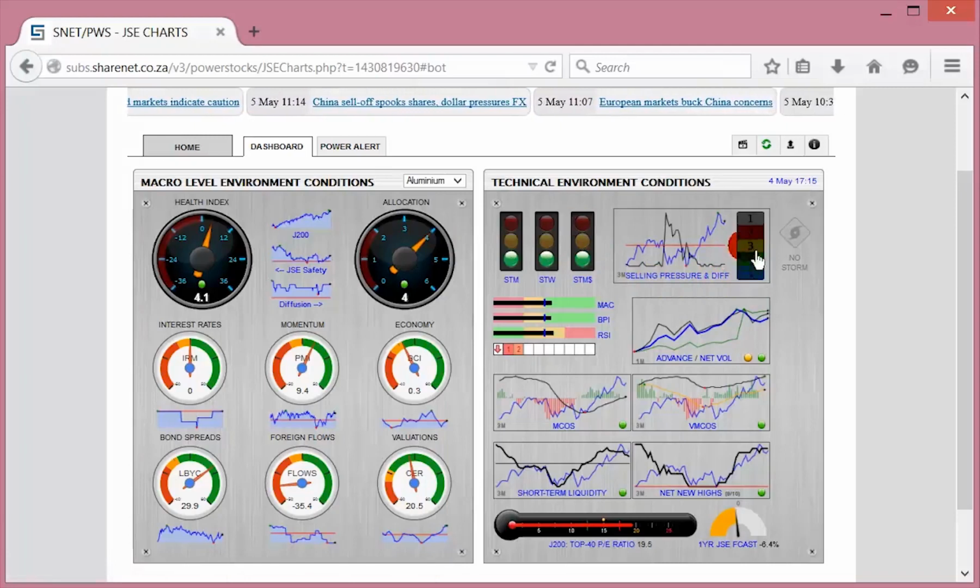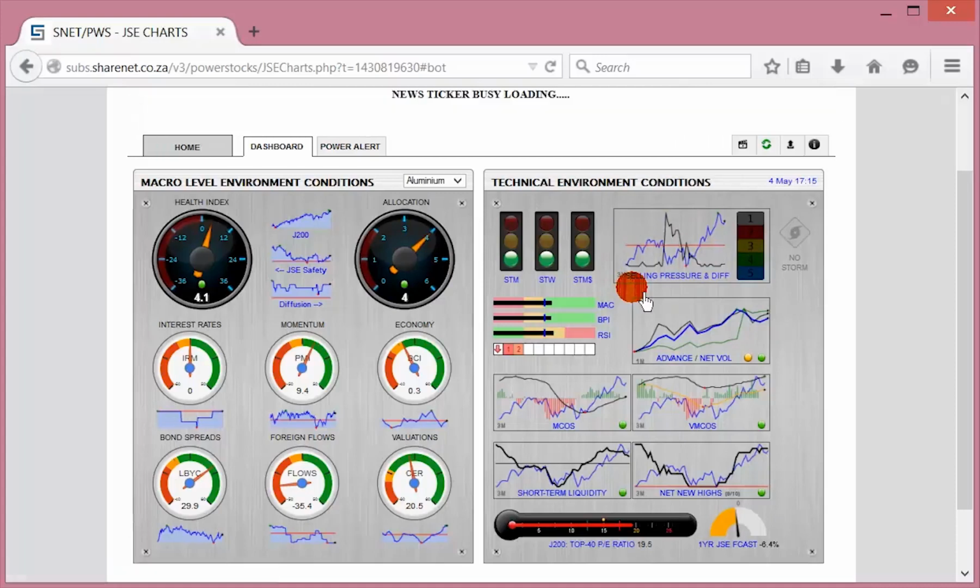This is the selling pressure diffusion index, and it's used by a lot of our traders to determine whether we're entering into a correction. And not only that, it actually gives us what size of correction we're in, because the size of the correction we're in is related to market selling intensity, not necessarily how far we've fallen. And then of course it also gives you buy on the dip signals.